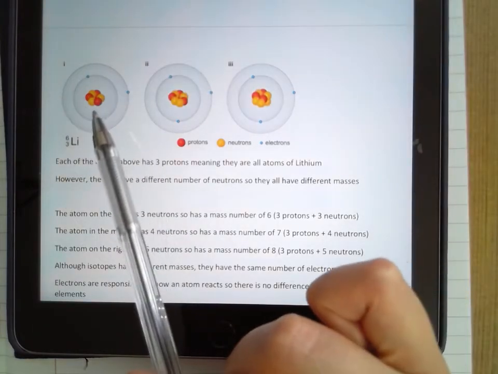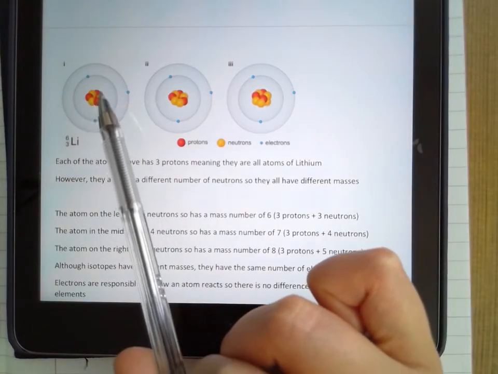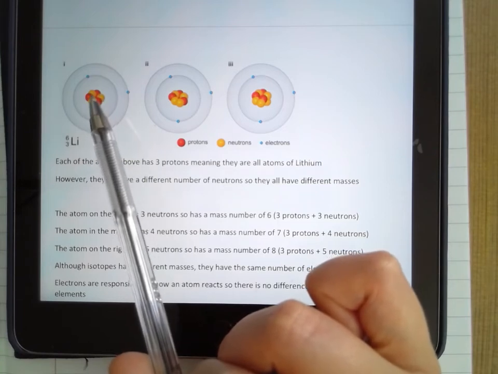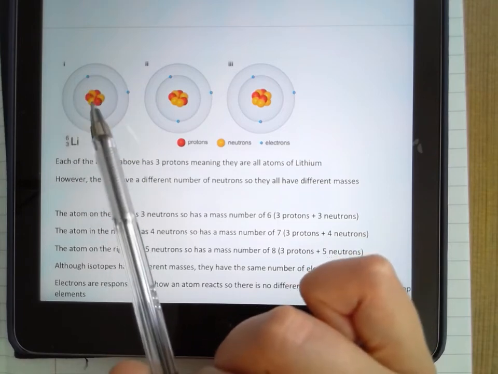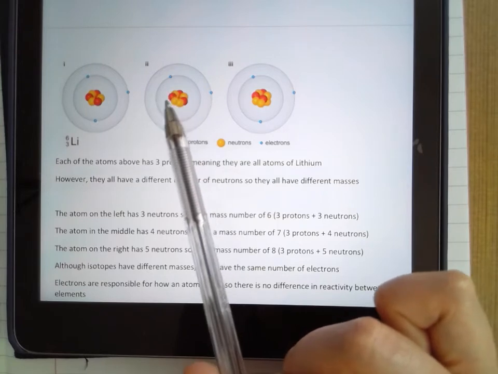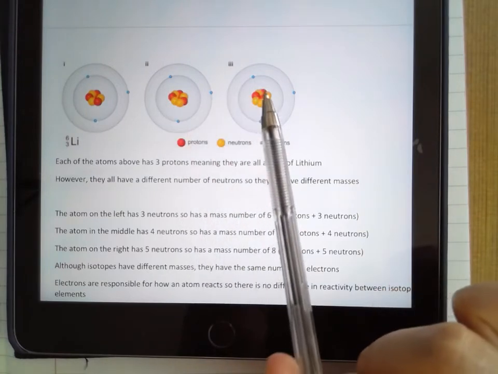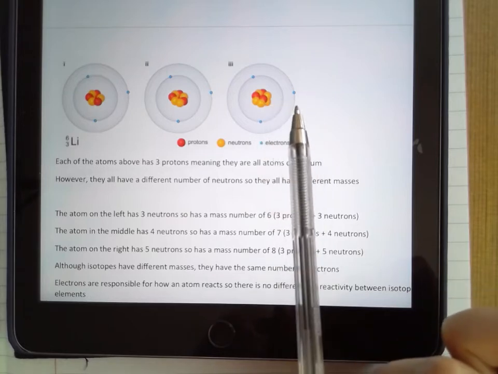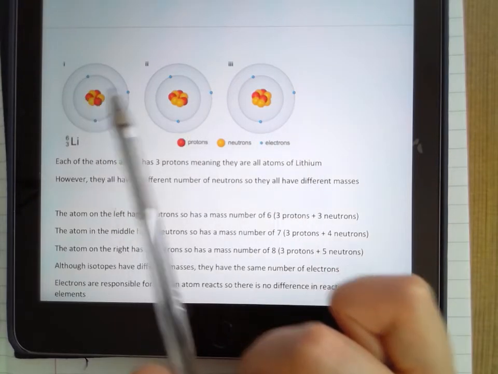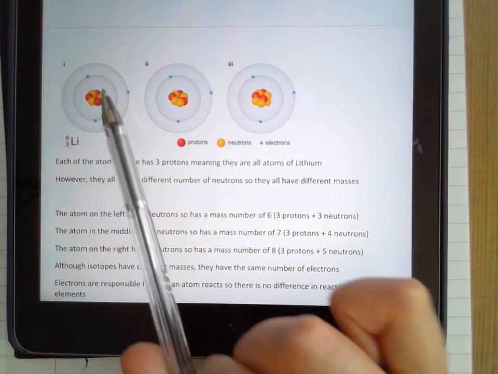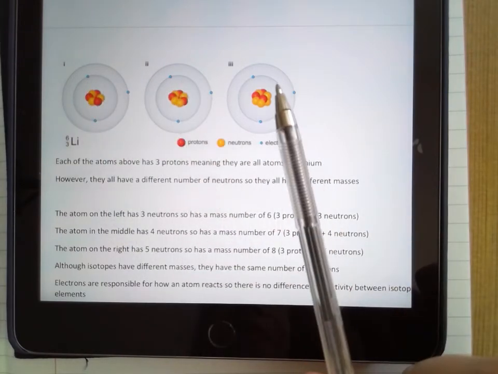So the mass of the atom is the number of protons plus the number of neutrons. You've got 3 yellow circles, 3 red circles, you've got a mass of 6. Over here, you've got 3 red and 4 yellow, giving you a mass of 7. Over here, you've got 3 red and 5 yellow, giving you a mass of 8. So as you've got an extra neutron, you're increasing the mass by 1. So the mass is different for each isotope.